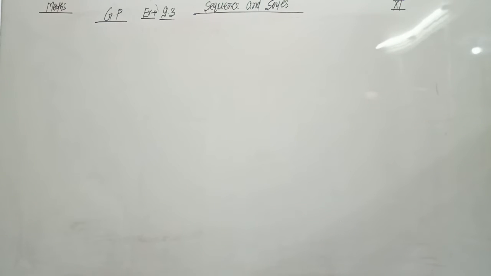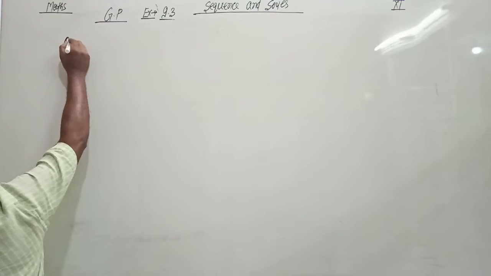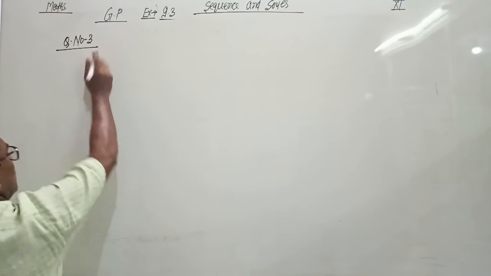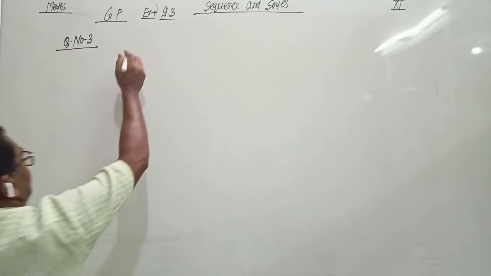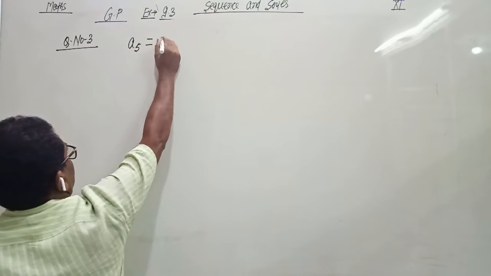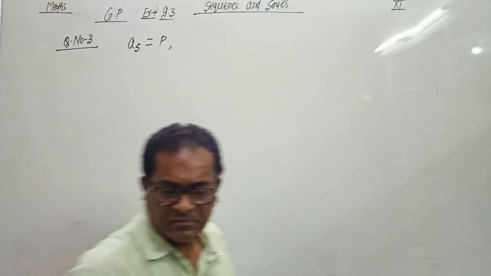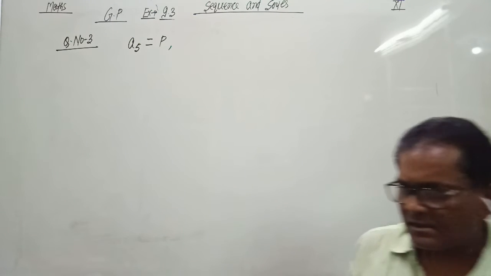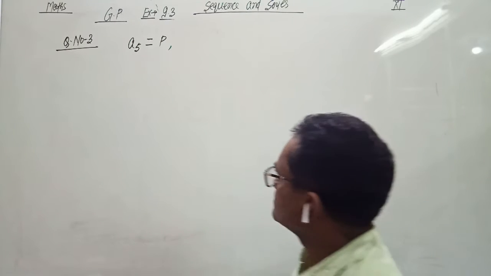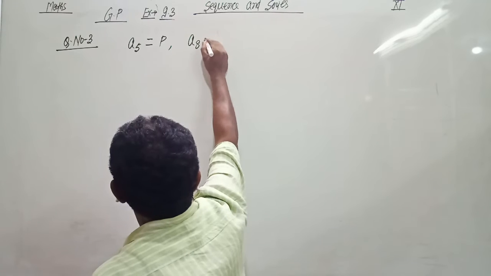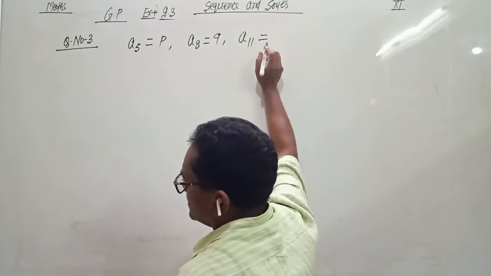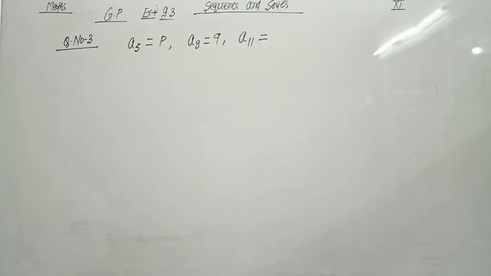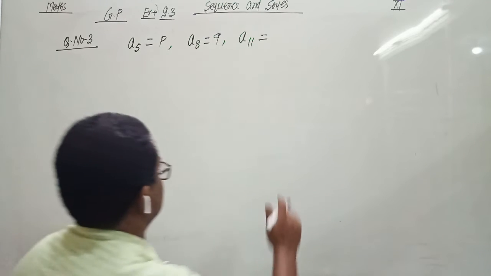Question number 3. The 5th, 8th and 11th term of the GP are P, Q and S. 5th term means A5 is P. Then 8th term, A8, equals Q. Then 11th term is S.